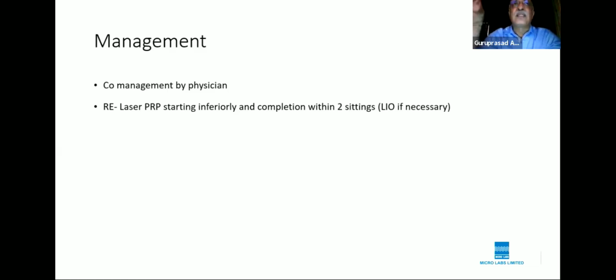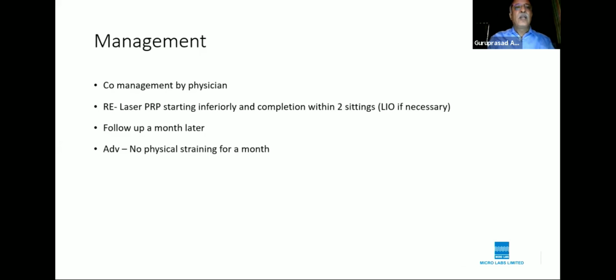In this particular patient in the right eye, you have to treat the PRP rather aggressively because of the sheer size of the neovascularization that you have on hand. And therefore, it's very important that you be aggressive and not do a half-hearted PRP. Follow up a month later to look for regression of the neovascularization and look for the need for more treatment. And advise no physical strain for a month.